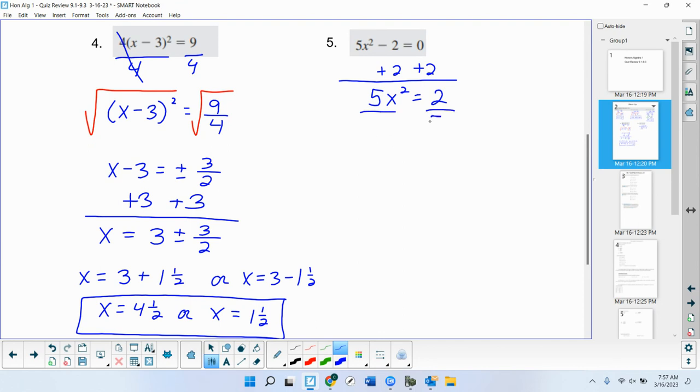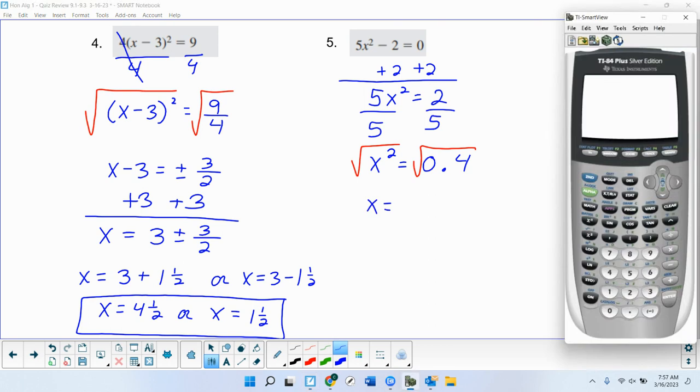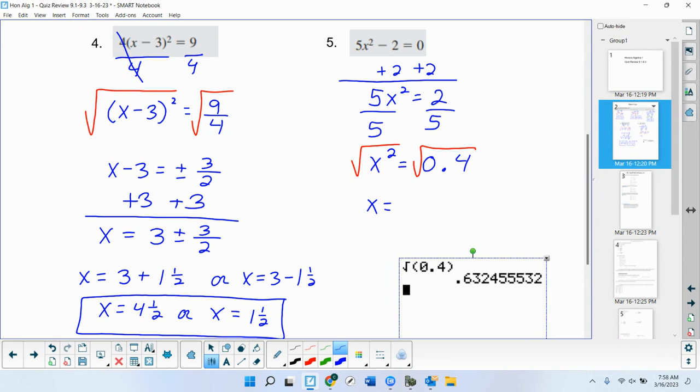Okay, go ahead. Then you divide by 5. And what is 2 divided by 5? Or did you leave it 2/5? 4/10. Okay. Now what did you do? Then you square root both. So now when I come to my calculator, your square root is above the x squared button. So again, second square root, 0.4.